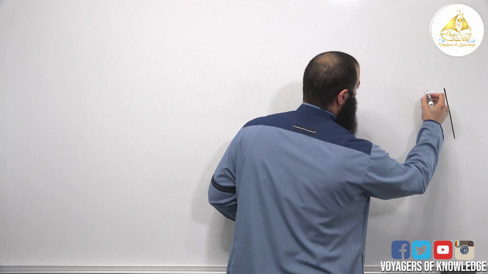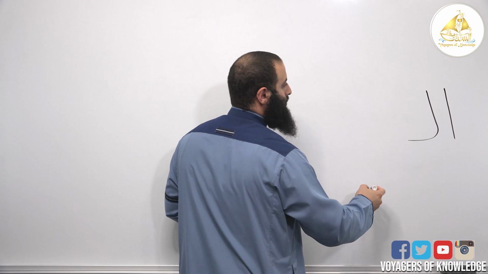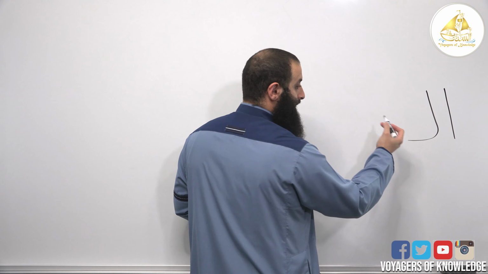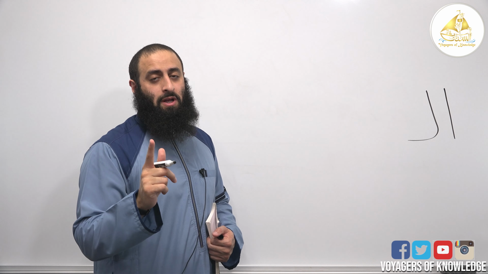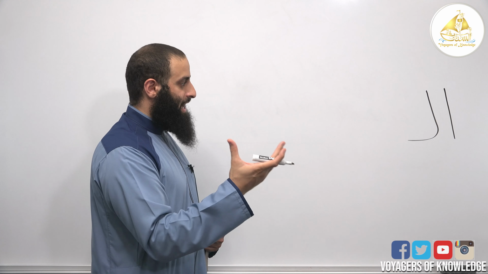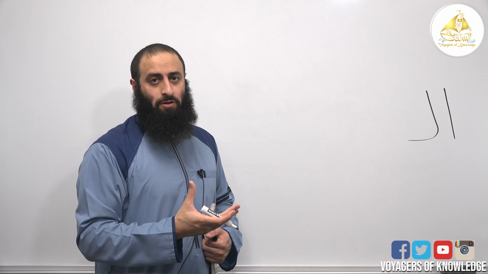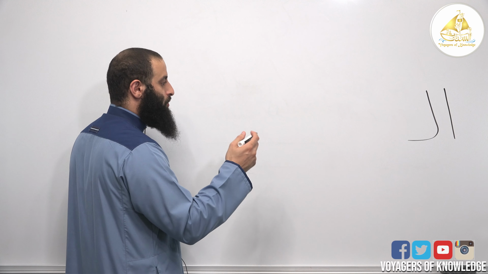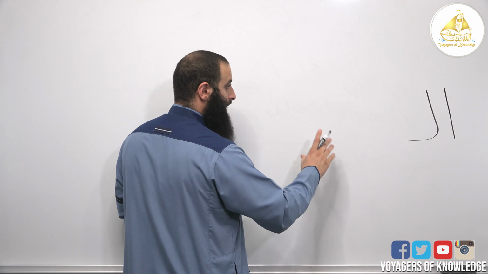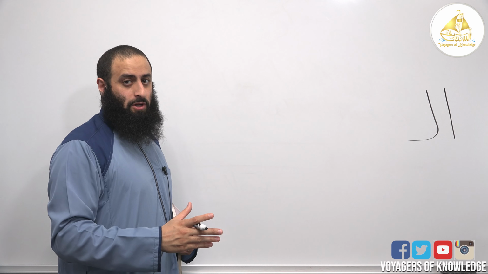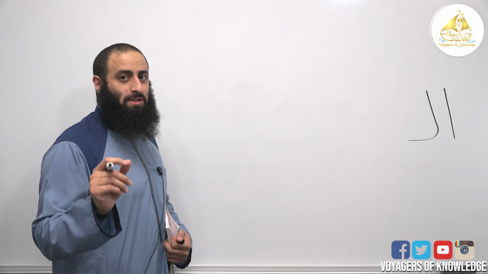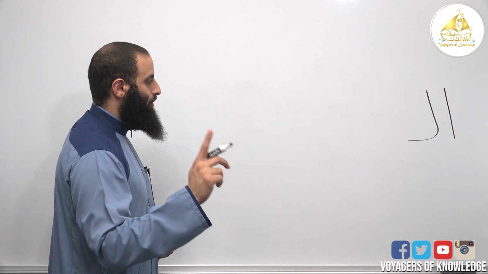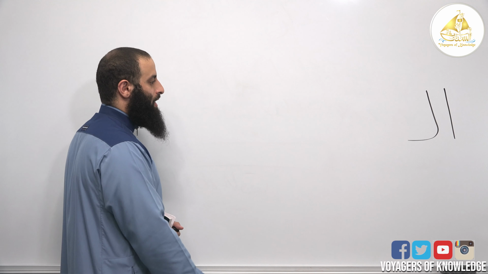What I mean by التعريف, it means when you add alif and lam to the beginning of a noun. Now remember, alif and lam attached to a word can only attach to a word that is a noun. It cannot attach to a verb. So if you ever see a word that has alif and lam, you must know it's a noun, which means ism.